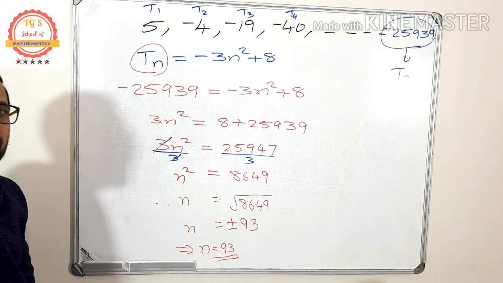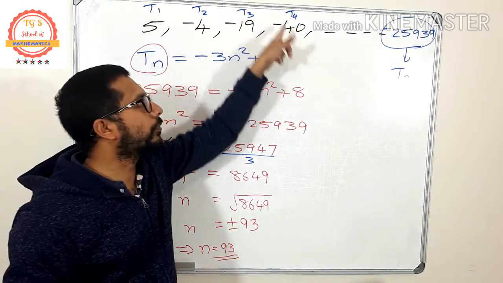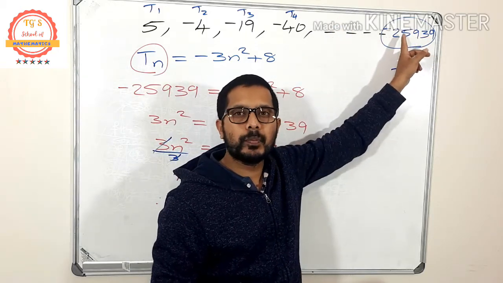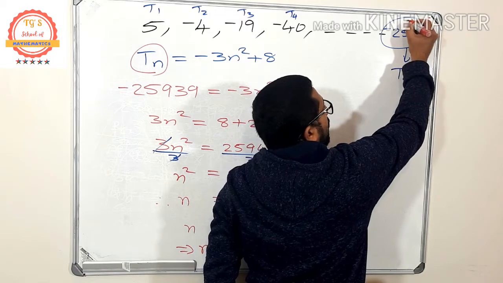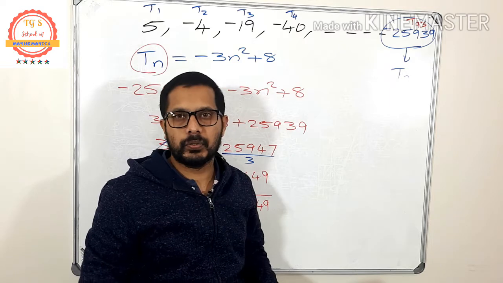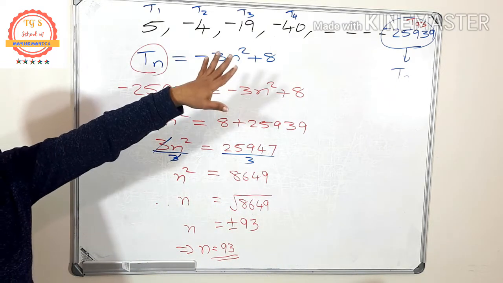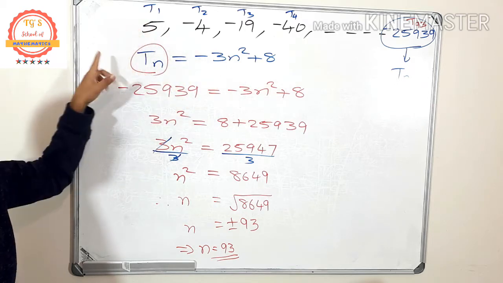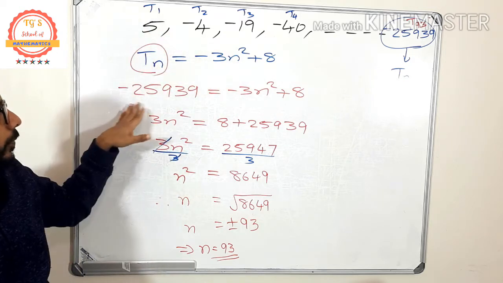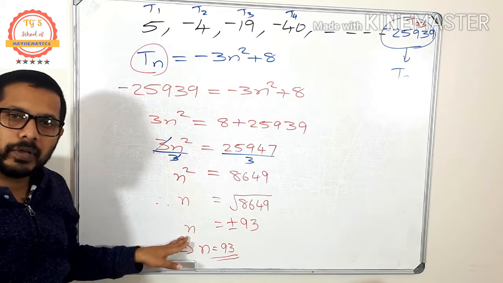So what is the meaning of that? This is the first term, this is the second term, this is the third term, this is the fourth term, etc. The 93rd term is this minus 25,939, that means T93 is minus 25,939. So what we did here, the given one is the value of Tn. We already know the general equation or nth term Tn, then we substitute that one here, then solve and try to find the value of n.